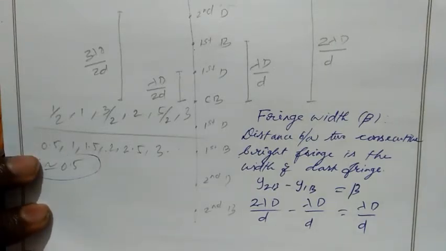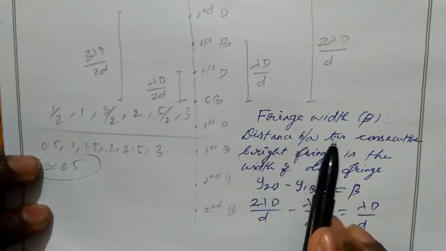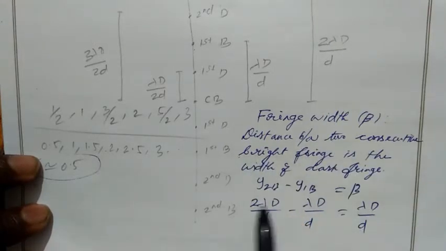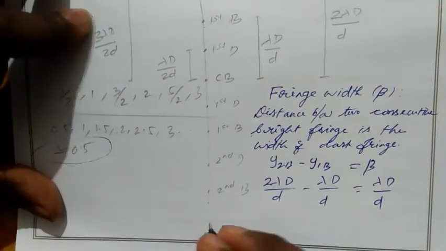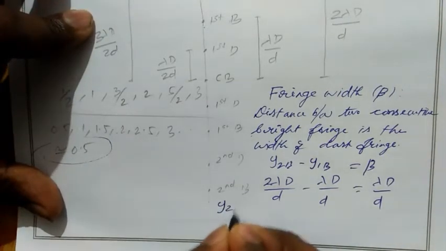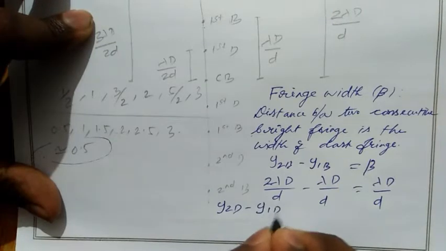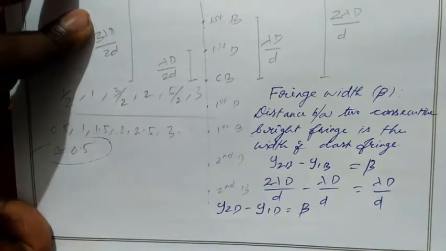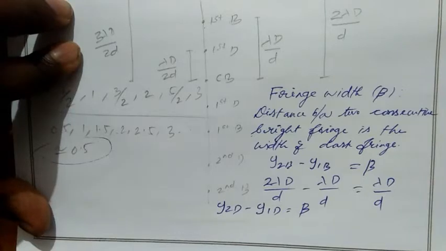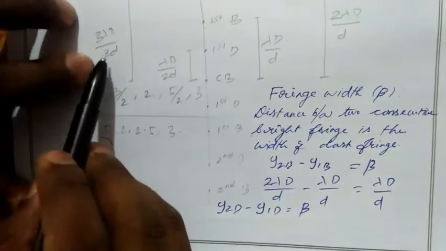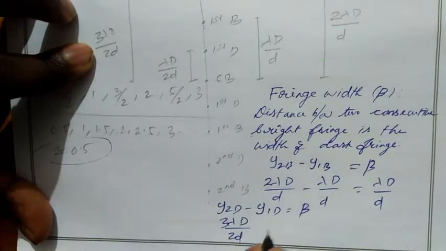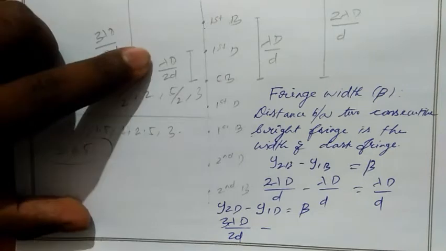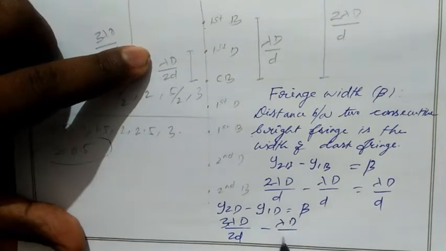Then what is the bright fringe width? Similarly, the distance between two consecutive dark fringes is the width of the bright fringe. Let's check the distance between two consecutive dark fringes. I take y2d minus y1d equal to beta. Here y2d, the second dark fringe, is 3 lambda D divided by 2d, minus the first dark, lambda D divided by 2d.